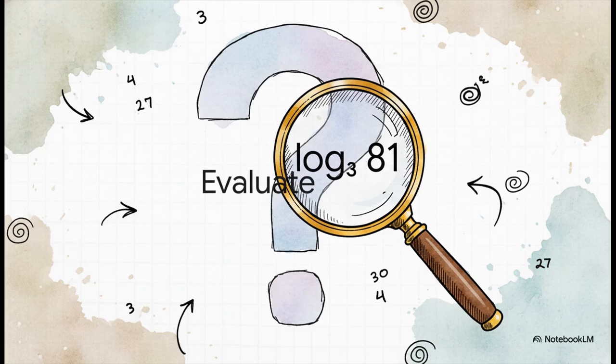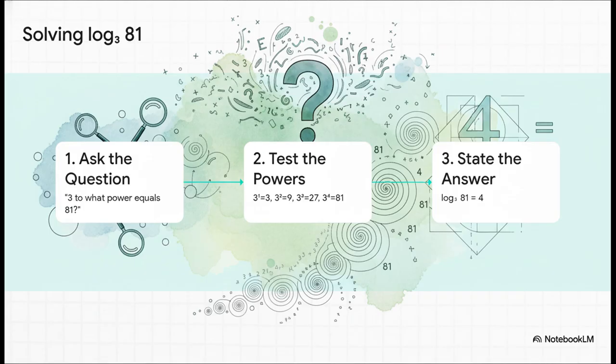So what's the first thing we do? We ask the question. Okay, the question is, 3 raised to what power gives us 81? Let's just try it out. 3 to the power of 1 is 3. Nope. 3 squared is 9. Getting closer. 3 cubed is 27. Almost there. And 3 to the 4th is 81. There it is. The exponent we needed was 4. So the answer to log base 3 of 81 is just 4.